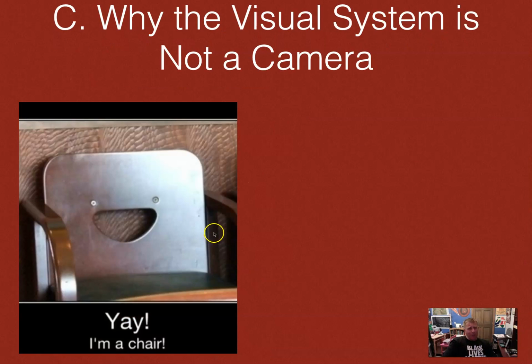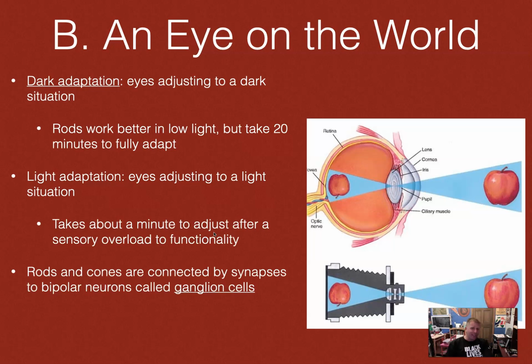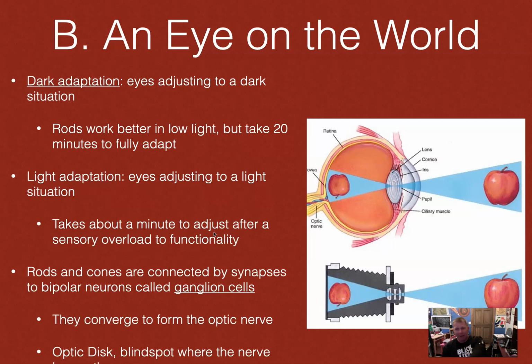So why our visual system is not like a camera. Even though on the last slide I have a picture of how, hey, look, an apple comes in and then it flips because of the iris and the cornea and all the pupil and all that, and it flips and then the retina. It's not like that.